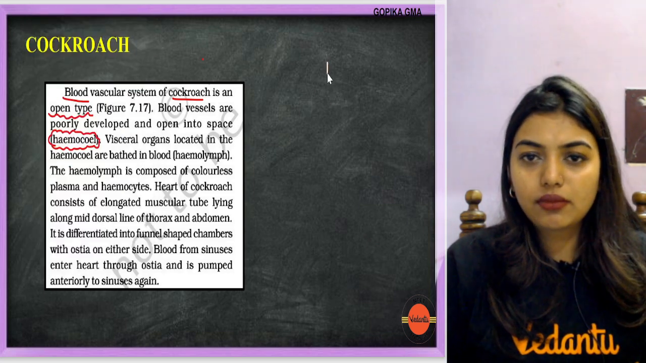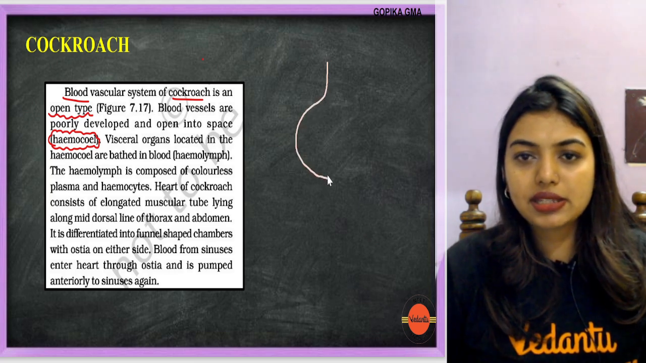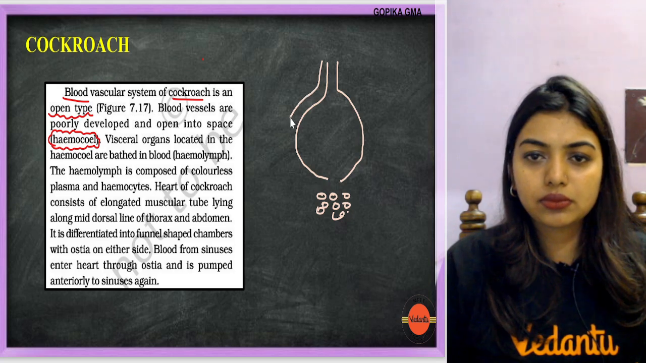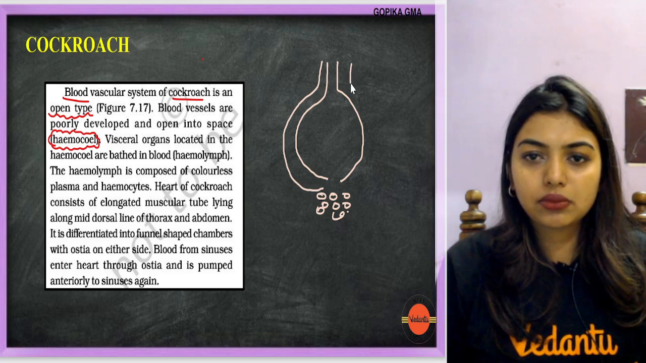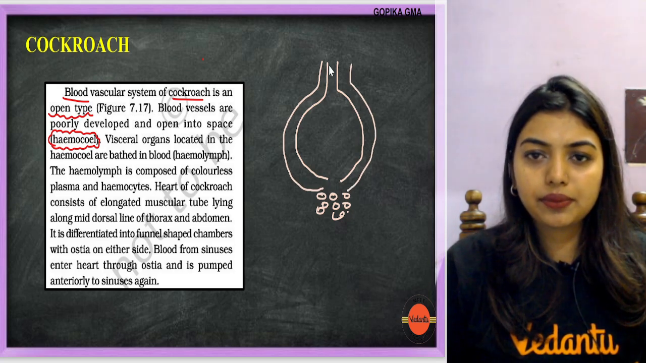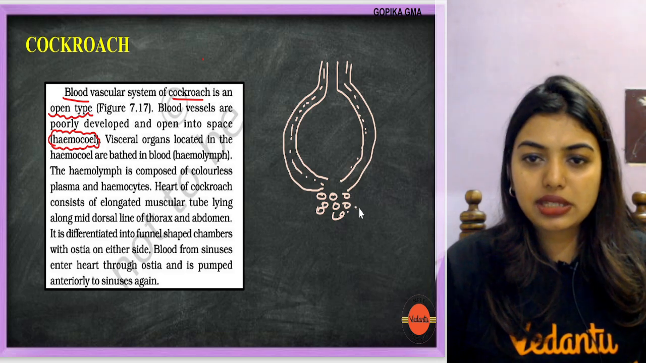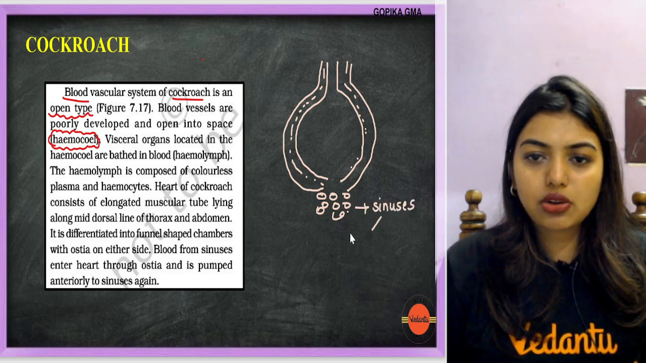Look here, blood is coming. Spaces are there. Like this, blood is circulating. Here, spaces are there. So imagine blood is flowing. It will go into the spaces. Same thing here, blood is going. These spaces are called sinuses. These sinuses in cockroach are called hemocoel.